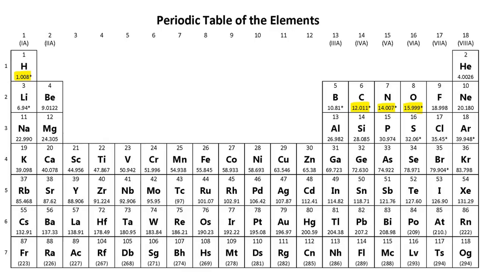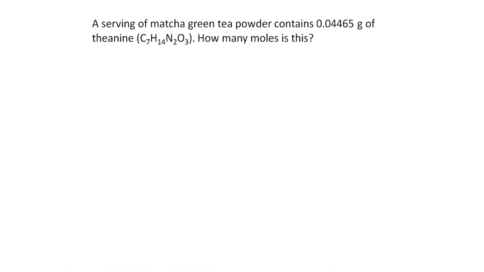The masses of the elements are 12.011 for carbon, 1.008 for hydrogen, 14.007 for nitrogen, and 15.999 for oxygen. So we have 7 times 12.011 plus 14 times 1.008 plus 2 times 14.007 plus 3 times 15.999.